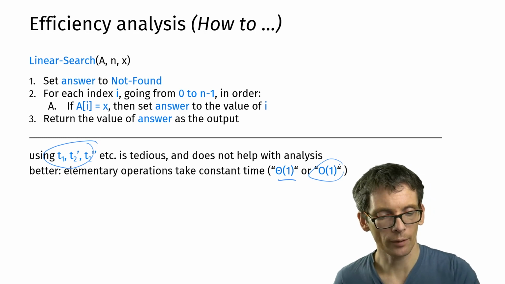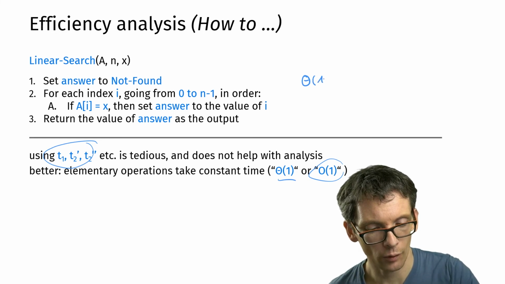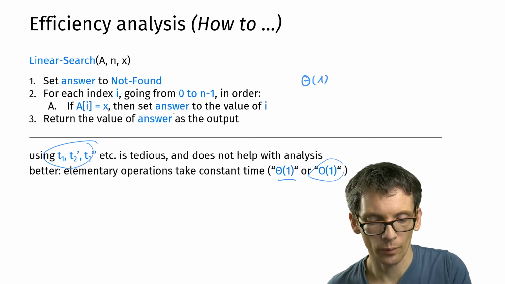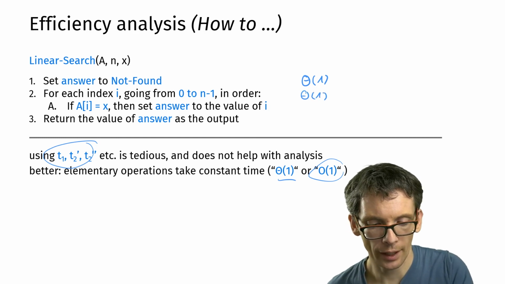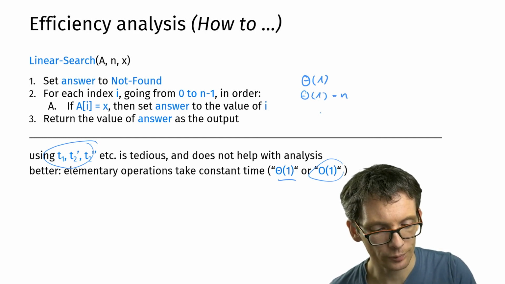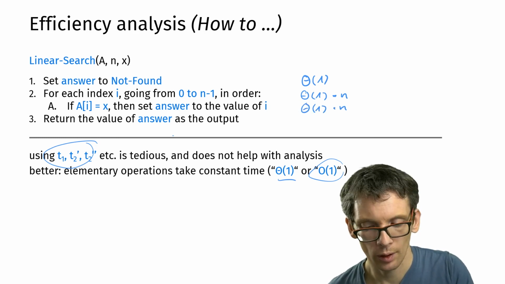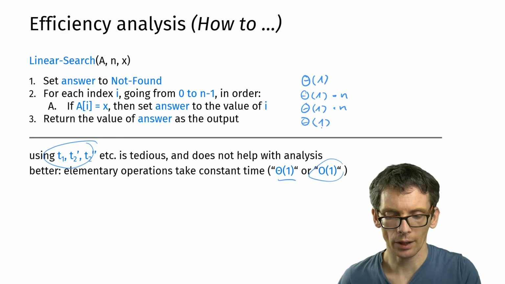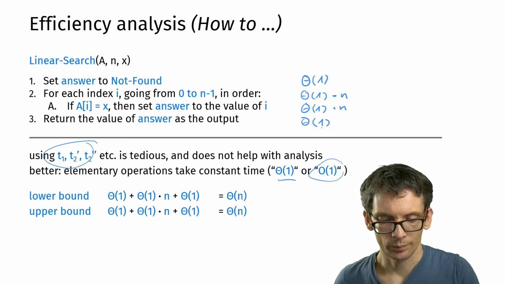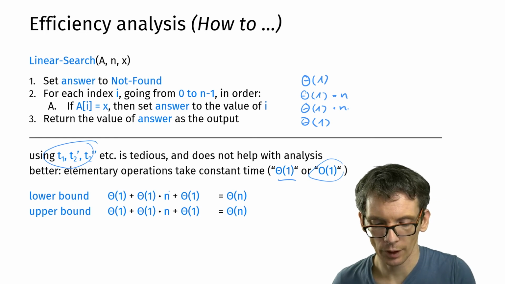So what we would then be doing is saying, okay, line 1 takes theta of 1 time. Line 2, as such, the operations take theta of 1 time. I execute them n times. Line 2a is the same. And line 3 is again theta of 1. So if I add all of those terms up, here I have this twice, I just wrote it once. That doesn't matter because factor 2 doesn't matter.